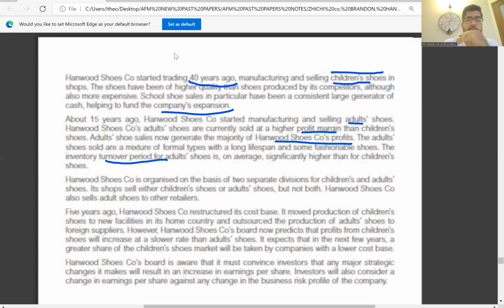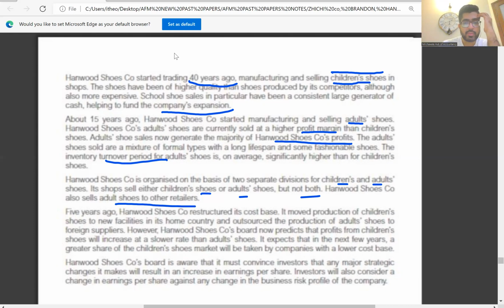Hanwood shoes is organized on the basis of 2 separate divisions for children and adults. So it has 2 divisions for children and adults. Its shops sell either children's shoes or adult shoes, but not both. So shops are designed either for children or adults, not both. Hanwood shoes also sell adult shoes to other retailers. You also sell adult shoes to other retailers.